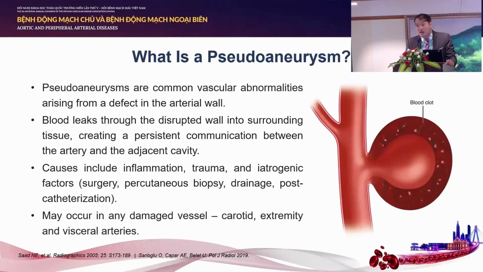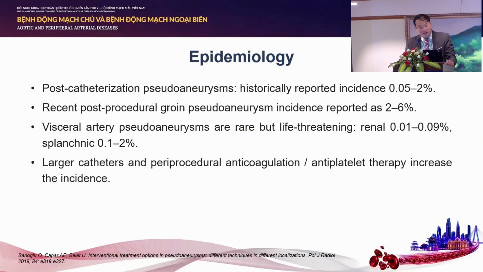What is pseudoaneurysm? Pseudoaneurysms are a common vascular abnormality arising from defects in the arterial wall. Blood flows through the defect into the surrounding tissue, creating a persistent communication between the artery and the adjacent cavity. Causes include inflammation, trauma, and exogenous factors such as surgery, percutaneous biopsy, drainage, and catheterization. They may occur in any damaged vessels such as the carotid, extremity, and visceral arteries.